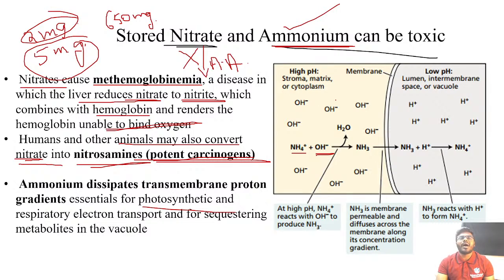At the stroma, matrix or the cytoplasm, the pH is high, where NH4 plus combines with OH minus at the higher pH. By the loss of water, it is converted into NH3. Now the question is very clear. Now you can ask me, sir, NH4 plus is not crossing the membrane, how can you say that NH3 crossed the membrane? My friends, I can conclude the statement very clearly that NH3 can cross the membrane.